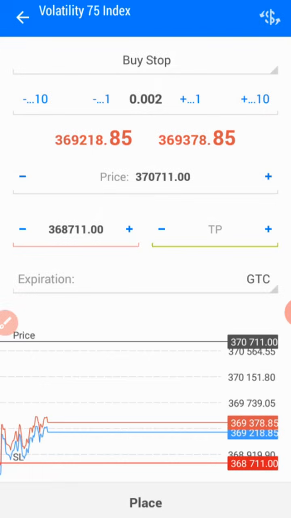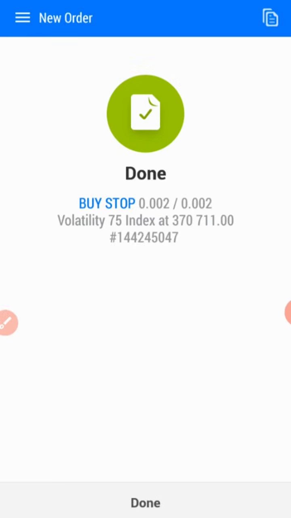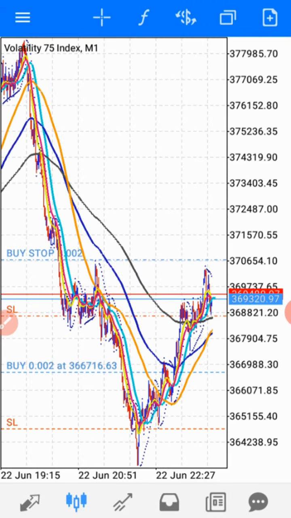I will explain all those later. So I enter my buy stop. When it gets there, it's going to trigger. See where my stop loss is. My stop loss is at a very strategic place. So that is my first entry on my brand.